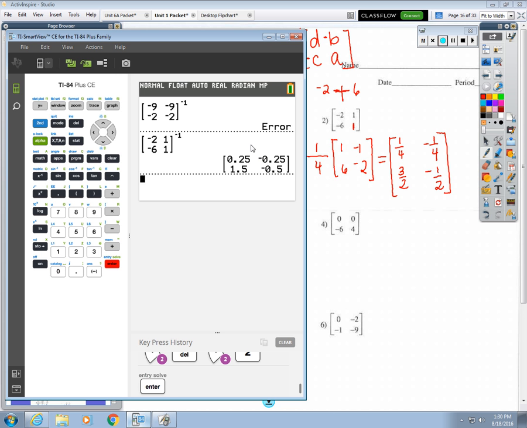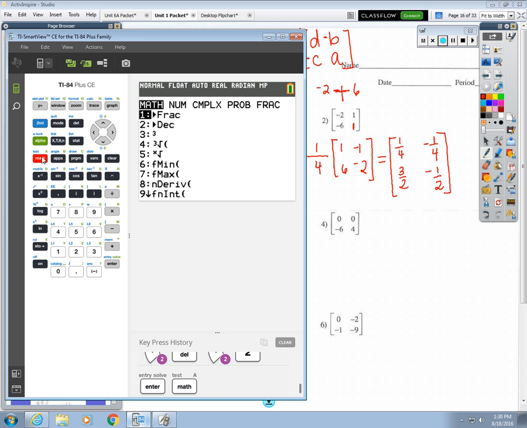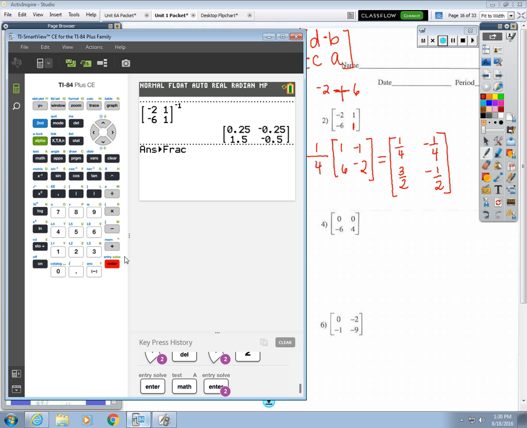Remember, you can change that on your calculator. If you hit math, and then fraction, and then enter once more. Now doesn't it look exactly like mine? Okay, so you can do it either way. You can do it by hand or you can do it with the calculator.